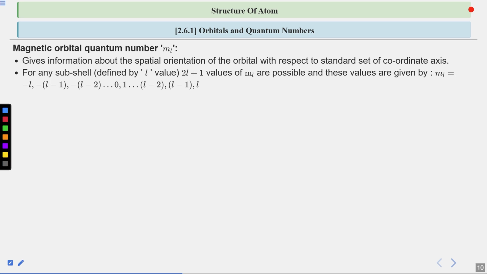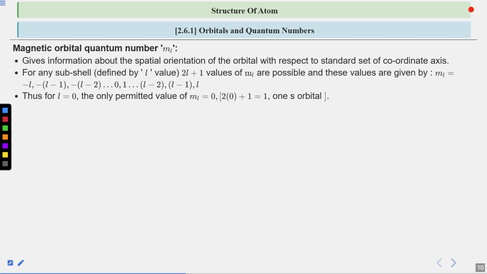Suppose you have an L value, you know it. Suppose you are talking about the s orbital. The s orbital has the L value of 0. Then how many orientations are possible for it? It is given by 2L plus 1. So 2 into 0 plus 1, that means only one orientation is possible, or only one value of ml is possible.